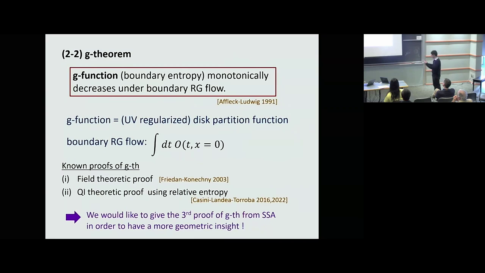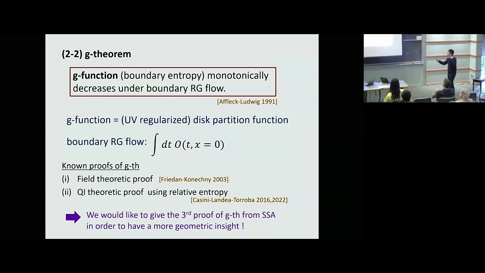And the g function, as we already mentioned, is originally defined as a regularized disk partition function. And so we put some relevant perturbation O, localized at x equals 0, and do some boundary RG flow, integrated over dt. This g-theorem itself has been proven; a more standard field theoretical proof was given by Friedan and Konechny. And also later Casini and Tonni proved this g-theorem in a more quantum information theoretical way, especially by using relative entropy. But both of these proofs use the real RG flow.